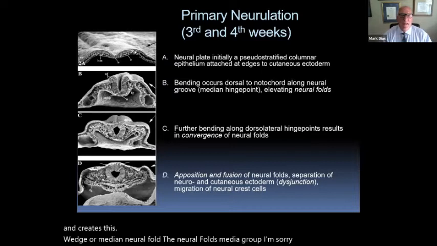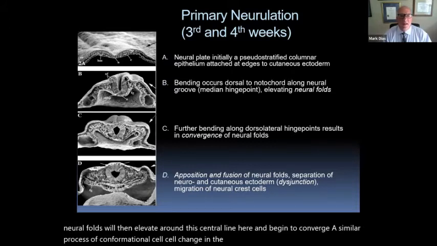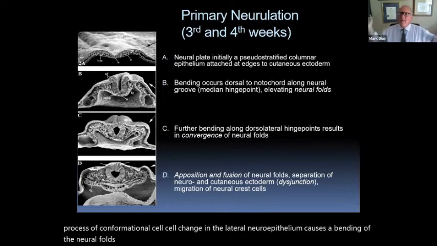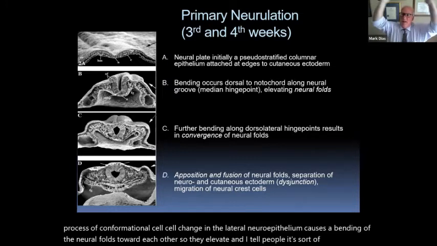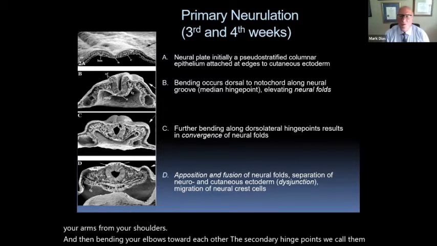The neural folds will then elevate around this central line here and begin to converge. A similar process of conformational cell change in the lateral neuroepithelium causes a bending of the neural folds toward each other. So they elevate, and I tell people it's sort of like elevating your arms from your shoulders and then bending your elbows toward each other. The secondary hinge points, we call them, produce this bending here of the neural folds toward each other.